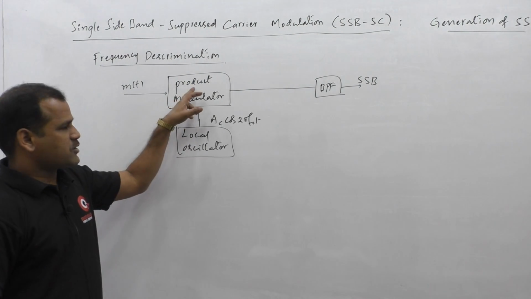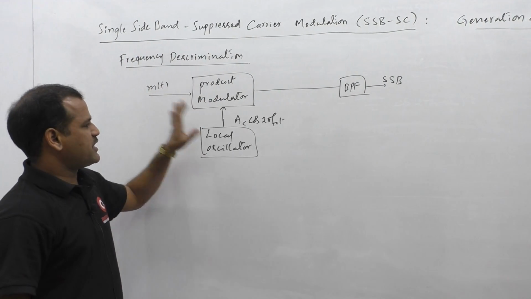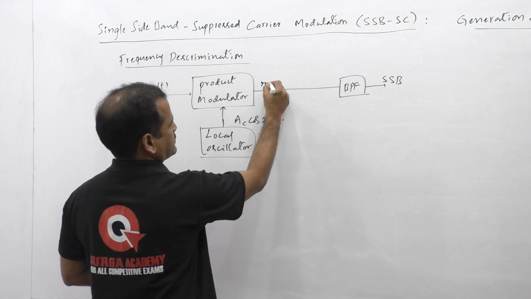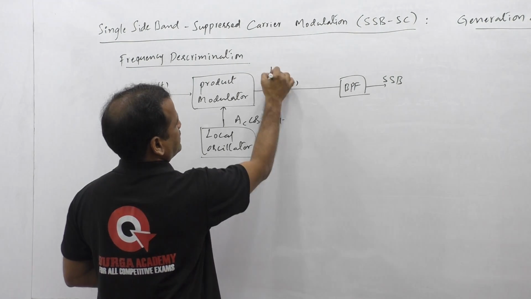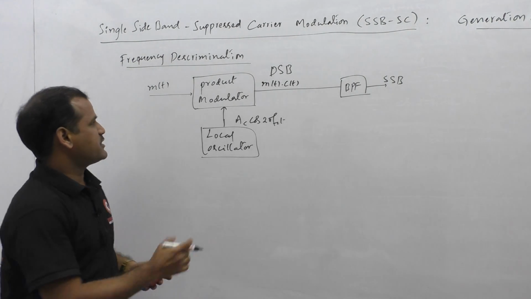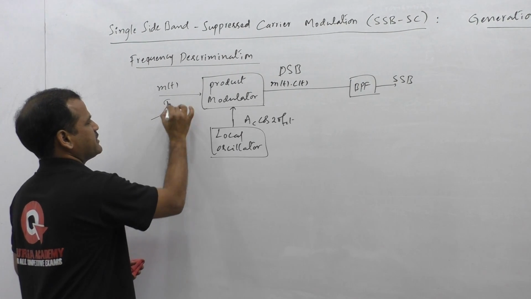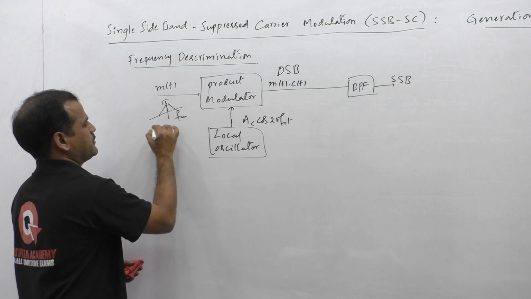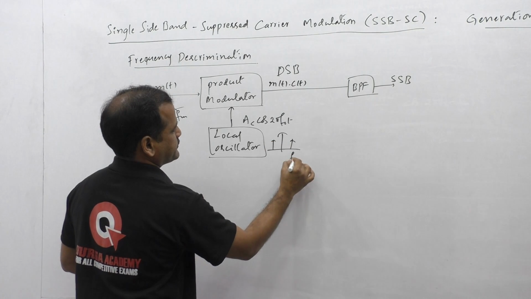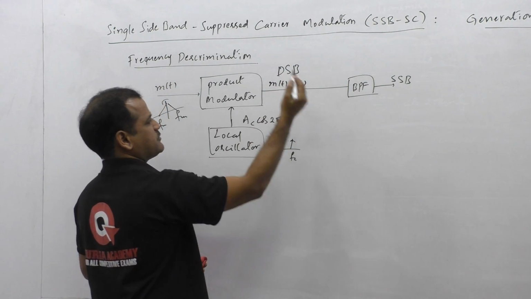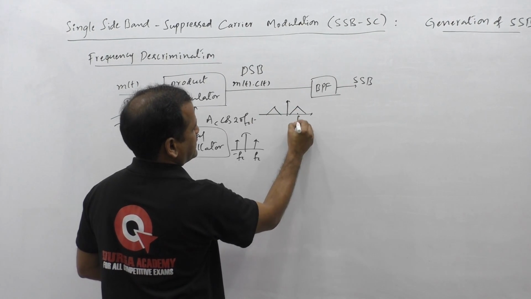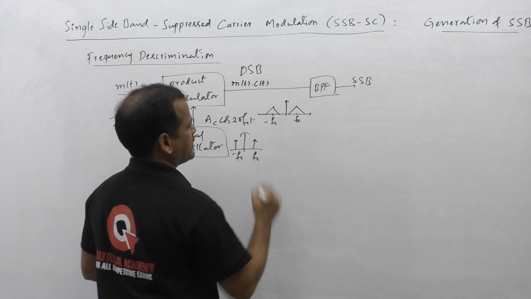Observe that the message signal and carrier signal are multiplied in this product modulator, so that the output, which is m of t multiplied by c of t, is nothing but a DSB-SC signal. For a DSB-SC signal, if you consider the spectrum, I am considering this message signal spectrum, and for the carrier signal we know it is two impulse functions, and in the DSB spectrum we have two sidebands centered at the carrier frequency like this.